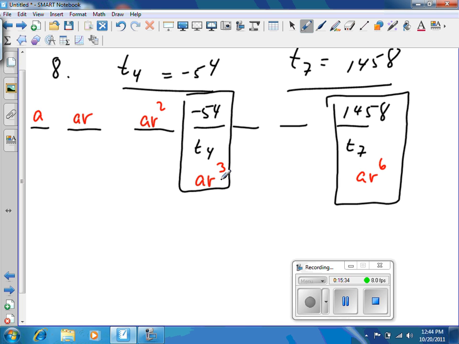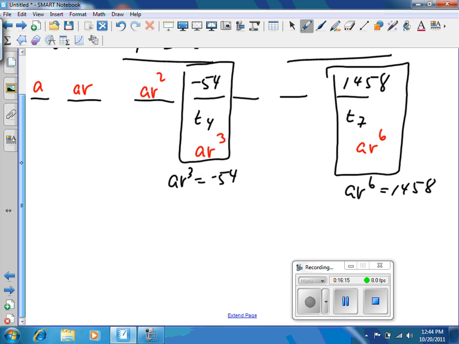Now focus on what you're trying to find. You're trying to find the first term. How am I going to find A when this is my given? You've got to go from what you know to what you don't know, right? In what I know here, there are two variables, an A and an R. Maybe I should write it like this. I know that AR cubed is negative 54, and I know that AR to the 6th is 1,458. I have two equations with two variables, so you have to use a different strategy to solve them.